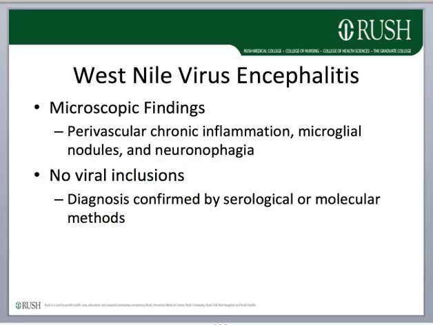You learned about West Nile virus encephalitis as a prototype for arboviral infections. Microscopically, we see perivascular chronic inflammation, microglial nodules, and neuronophagia, the classic histologic triad, and no viral inclusions. The diagnosis has to be confirmed by serological or molecular methods.